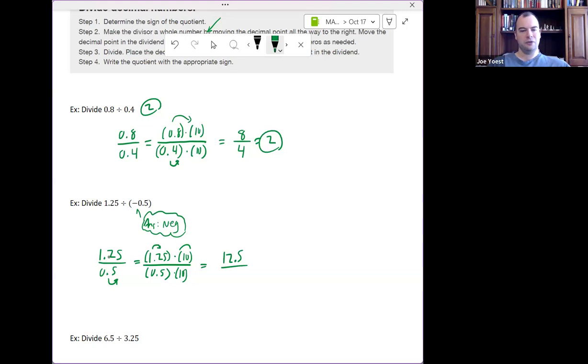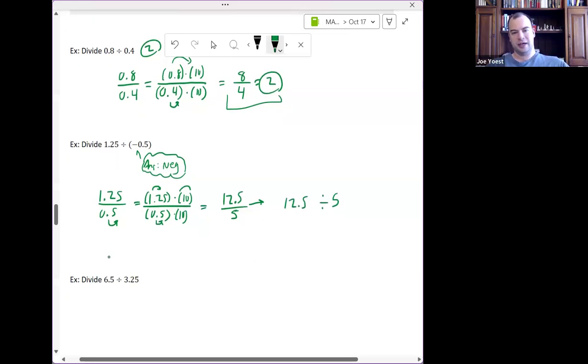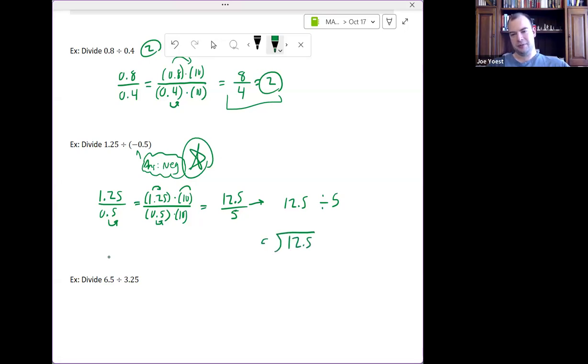12.5 over my denominator, over 5. And here, this isn't a simple fraction to simplify, like I kind of got lucky up at this first one. So what do I need to do now? Well, now I just convert back. 12.5 divided by 5. I don't want to forget that I have a negative that I need. But I do 12.5 divided by 5.